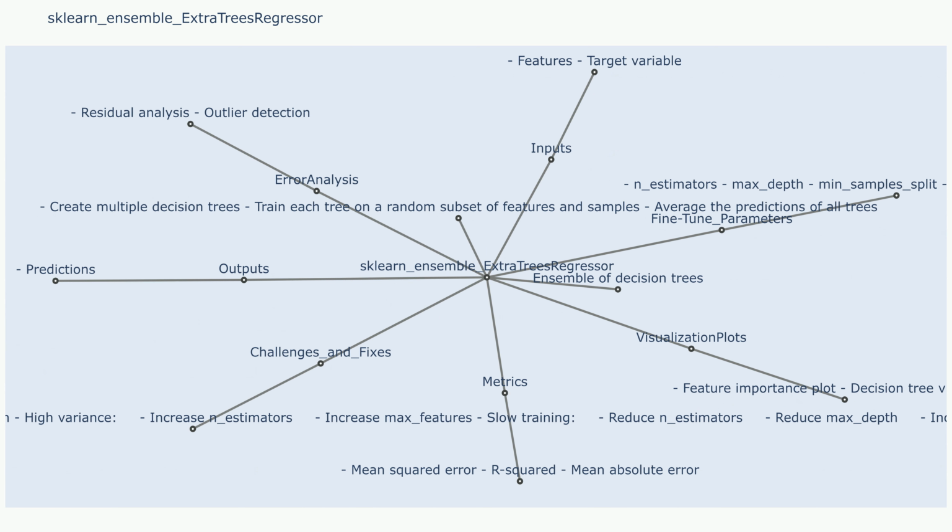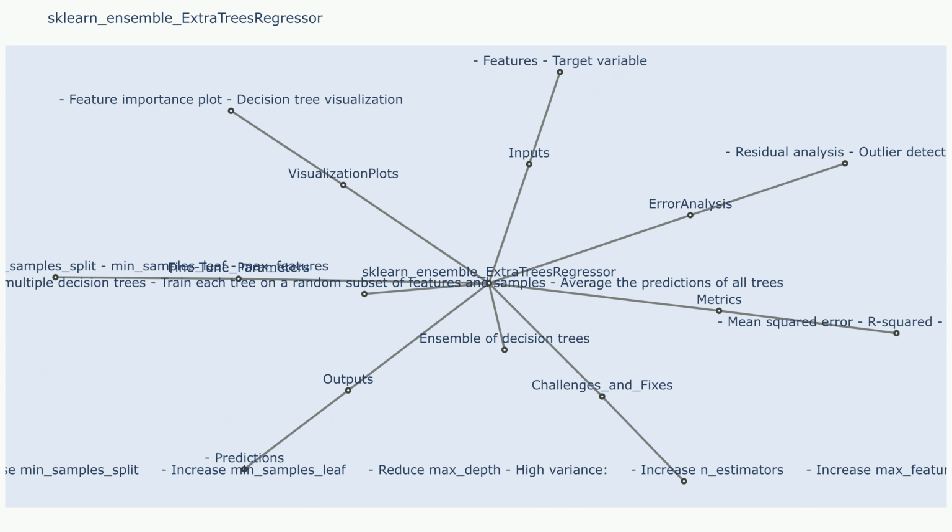Challenges and fixes. Challenge 1. Overfitting occurs when the model learns the training data too well, resulting in poor performance on unseen data. Sample use case that resulted in challenge 1: using a large number of trees, n_estimators, and a high maximum depth. Max depth without sufficient data can lead to overfitting.